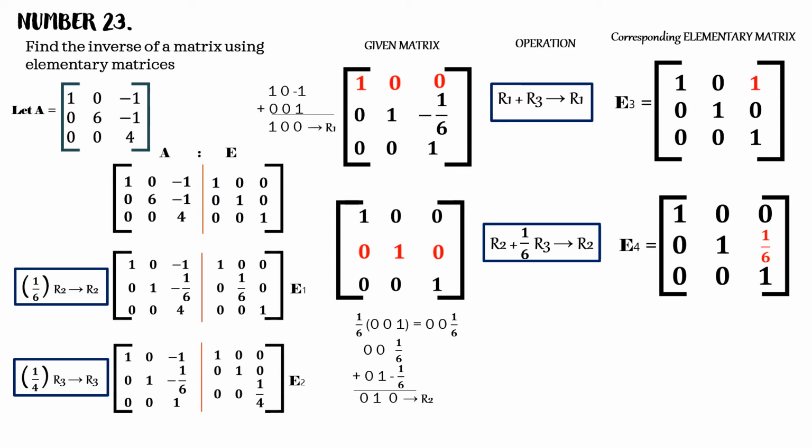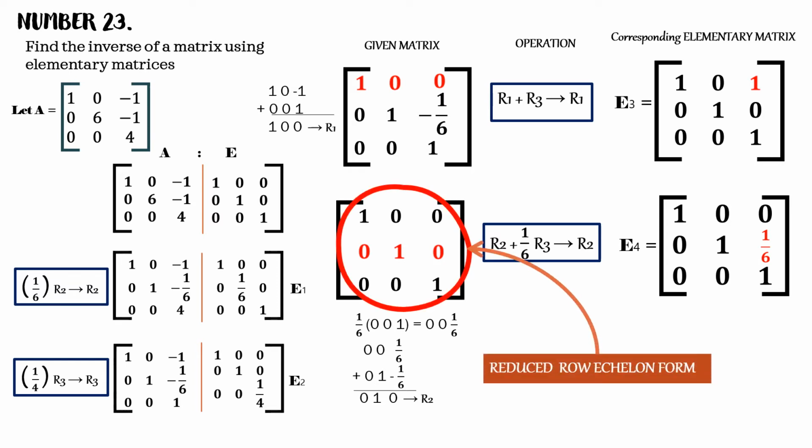As you can see, the given matrix became an identity matrix, or in reduced row echelon form. We have 1, 0, 0, 0, 1, 0, 0, 0, 1.